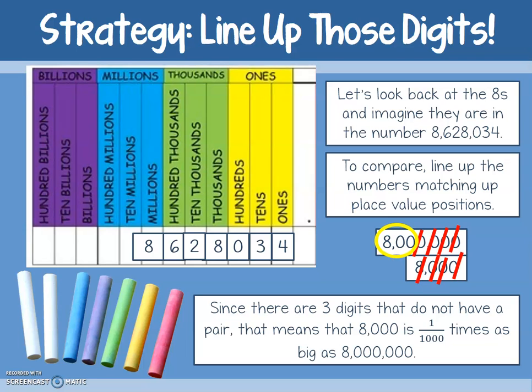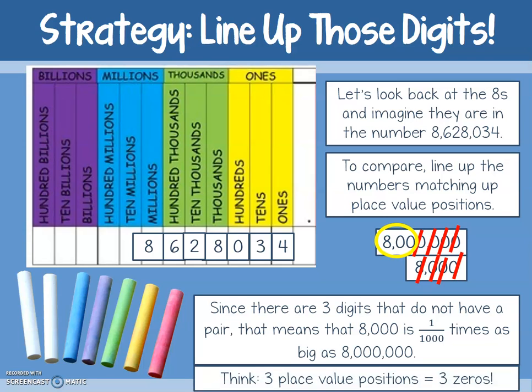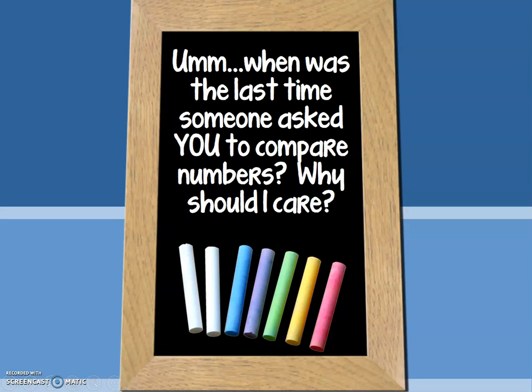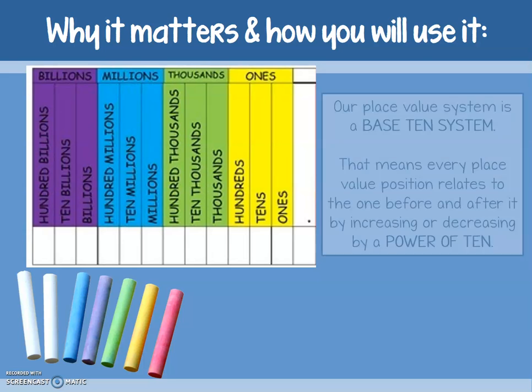So moving to the right just takes that power of 10 and turns it into a fractional amount. 3 place value positions still means 3 zeros. It just now becomes part of our denominator. All right, so when was the last time someone asked me to compare numbers and why should you care? Great question. This is how you might see this particular skill in real life.